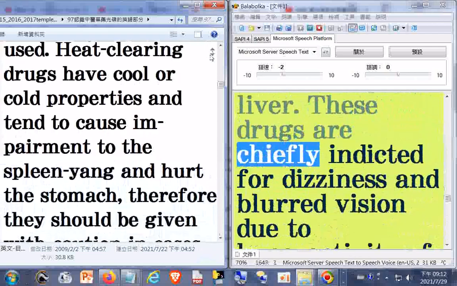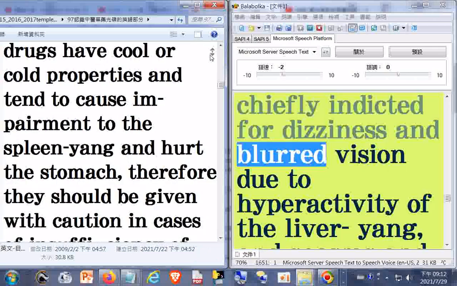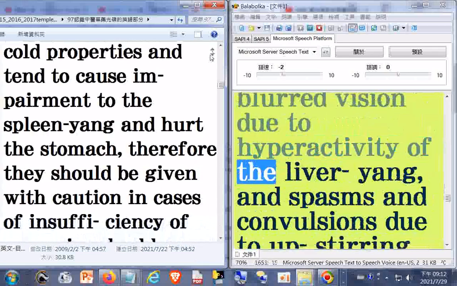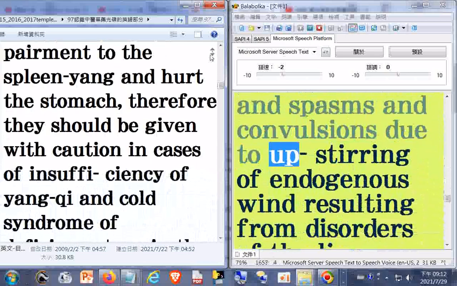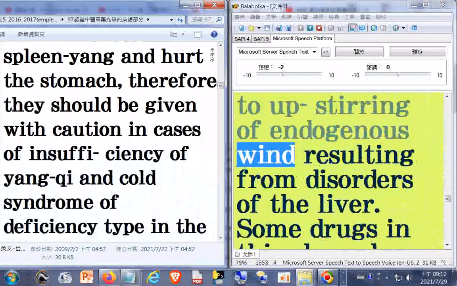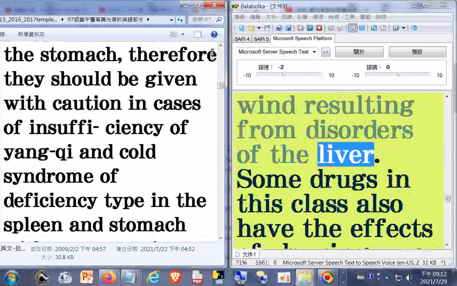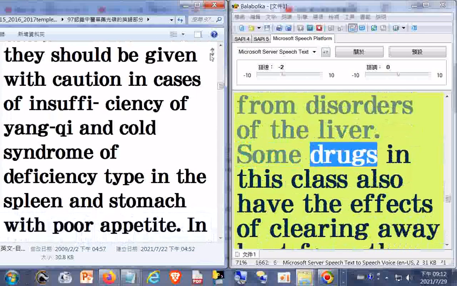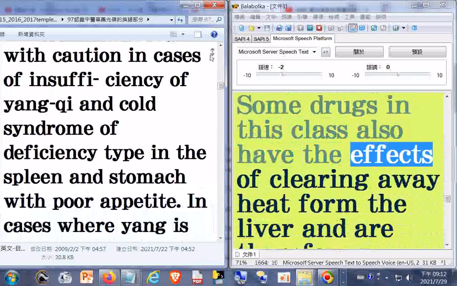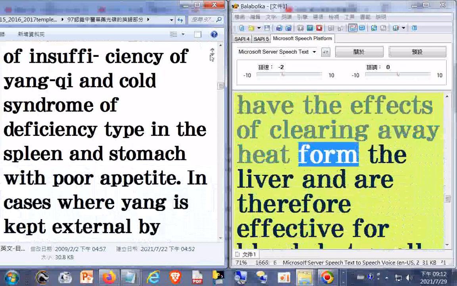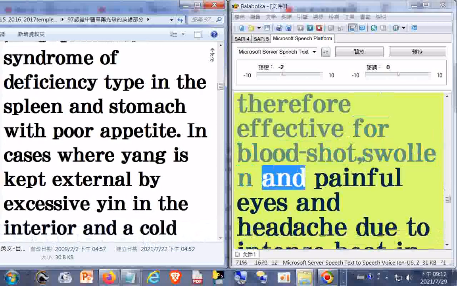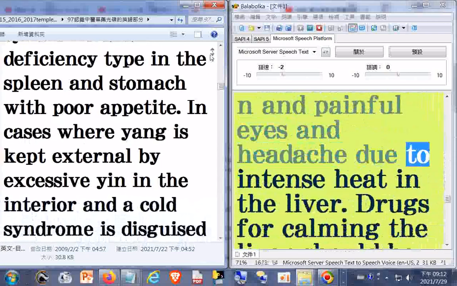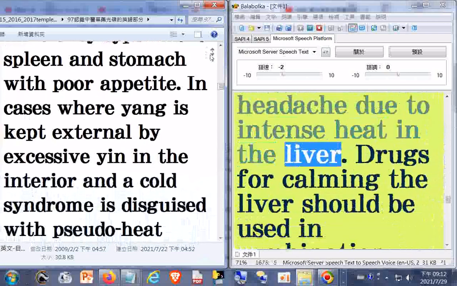These drugs are chiefly indicated for dizziness and blurred vision due to hyperactivity of the liver yang, and spasms and convulsions due to stirring of endogenous wind resulting from disorders of the liver. Some drugs in this class also have the effects of clearing away heat from the liver and are therefore effective for bloodshot, swollen, and painful eyes and headache due to intense heat in the liver.